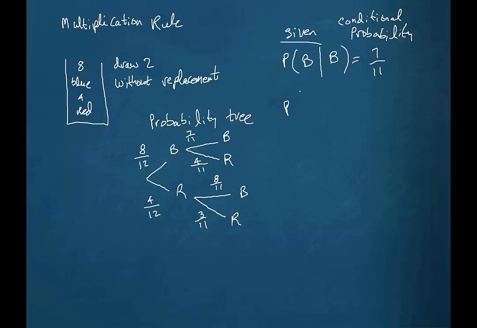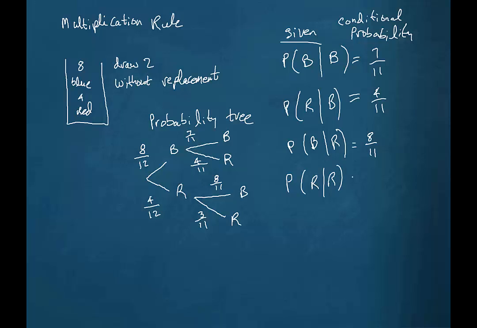The probability that I would draw a red block, given I drew a blue block on the first draw, is this 4 out of 11 probability. The probability that I would draw a blue block, given I drew a red block on the first draw, is this 8 out of 11. And the probability that I would draw a red block, given I drew a red block on the first draw is 3 out of 11.